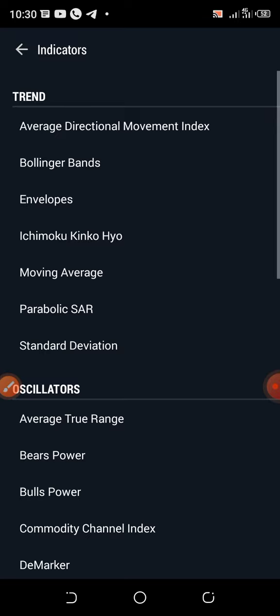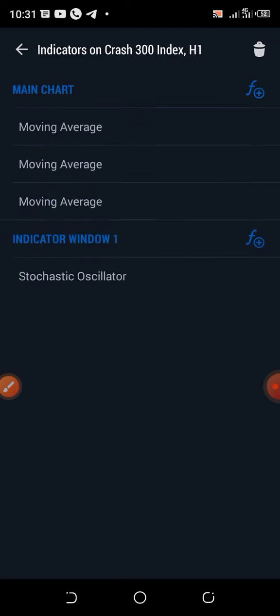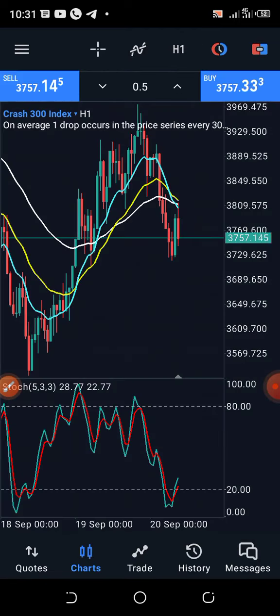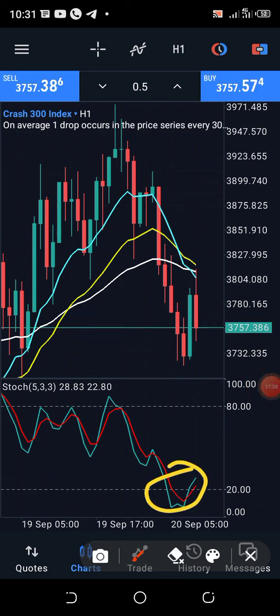Then the next thing you'll be adding for clarity is the stochastic oscillator. This time, you'll be needing it by default, but just change this one to exponential. Then you touch this place and this is what you will have. Now, if you follow this thing here, you will see that this place is pointing up. But based on what the market is all about, if you follow the candlestick, you will know that this thing here is a fake indicator at the moment. This is a fake signal.